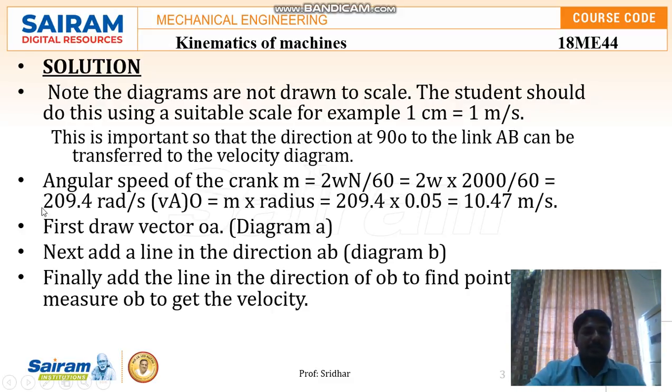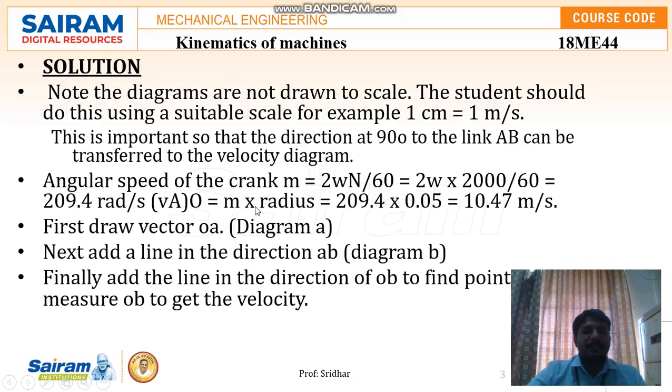Now, the angular speed of the crank is given by the formula ω = 2πN/60. Here N is 2000 revolutions per minute, and with 60 in the denominator, the angular speed of the crank comes to 209.4 radians per second.